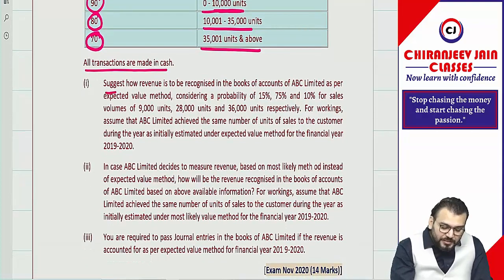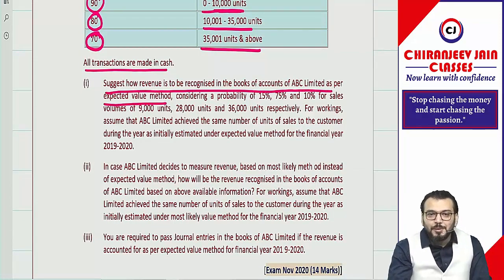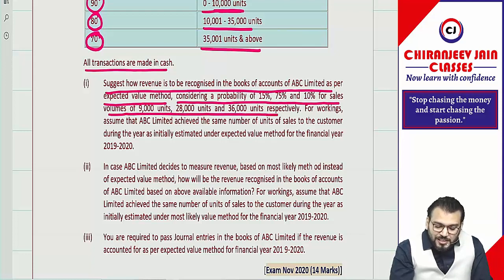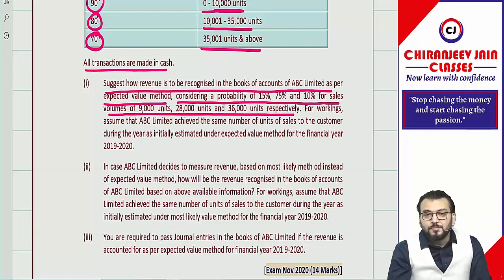Suggest how revenue is to be recognized in the books of account of ABC Limited as per the expected value method. They have given the expected value method. Of course, even if not given, it is the expected value method. Considering a probability of 15%, 75% and 10% for sales volume of 9,000, 28,000 and 36,000 units respectively. So probability has been given for sales volume. Sales volume means units.